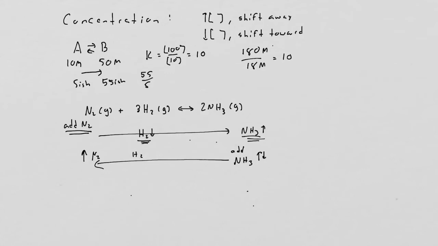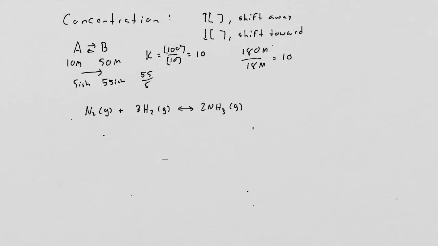Okay? Now if you remove something, it shifts towards it. So if I were to remove some NH3, it's going to shift towards it, which will raise the concentration back up, but the concentration of both these guys is going to go down, because as you make more product, you consume reactant.